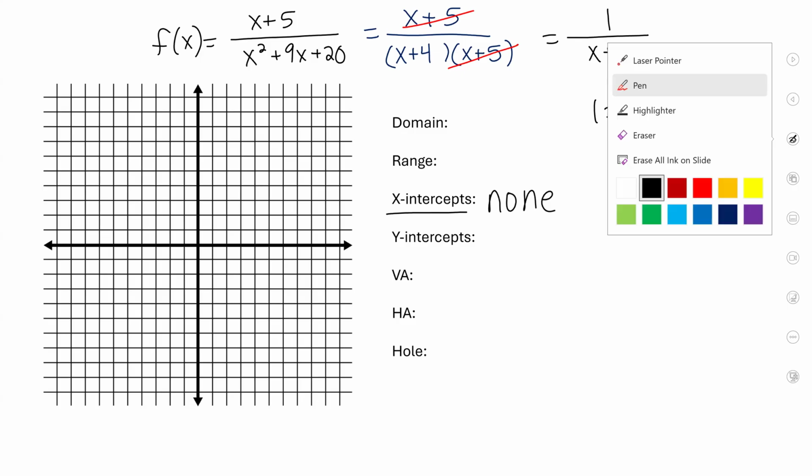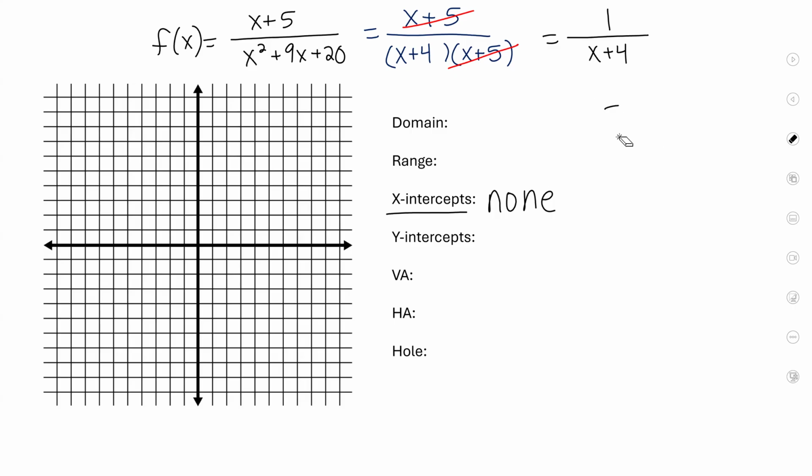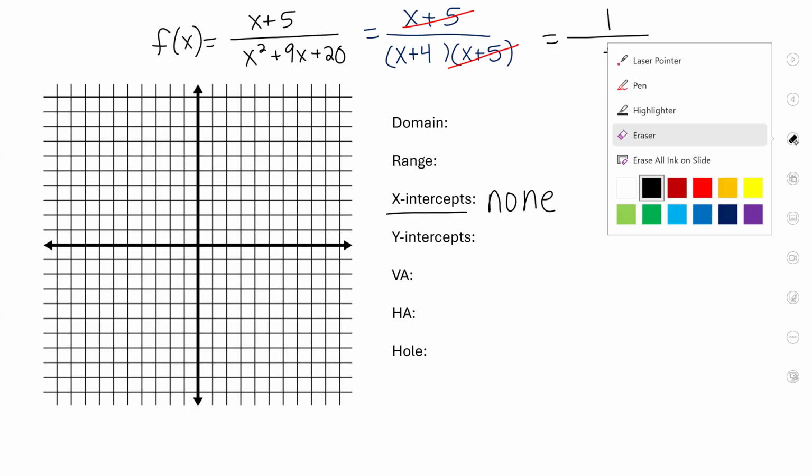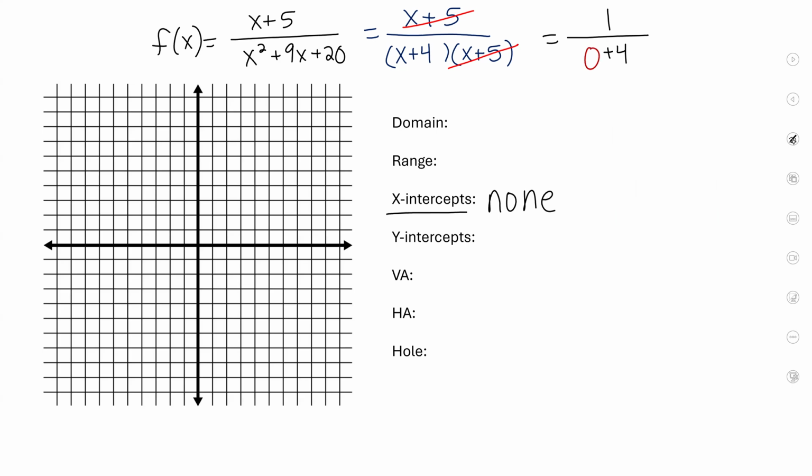Y-intercepts, what do I do? Plug in zeros. So I only have one x there. If I plug in a 0, what do I get? Plus 1/4. That's your y-intercept. I'll go ahead and plot that. It'll be really small down here.